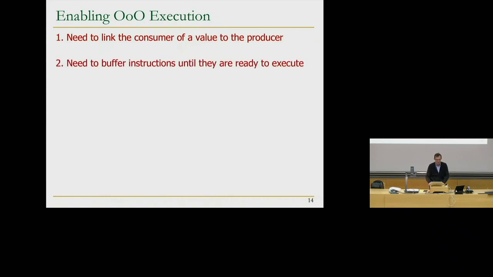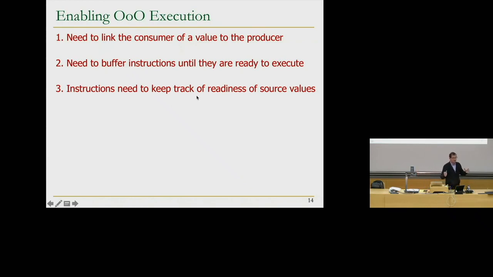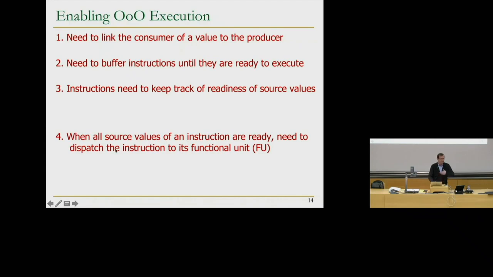We know how to do this with register renaming, so that we can track when the producer produces the value and the consuming instruction needs to fire. So you need to buffer the instructions until they're ready to execute, take them out of the way of independent instructions. Instructions need to keep track of the readiness of their source values, because the instruction is going to go into the functional unit after both source values are ready. And when all source values of an instruction are ready, you need to dispatch the instruction to the functional unit. So we're going to go through an example of this, but these are really the 4 things that you need to enable out-of-order execution. So how do you link the consumer of a value to a producer?